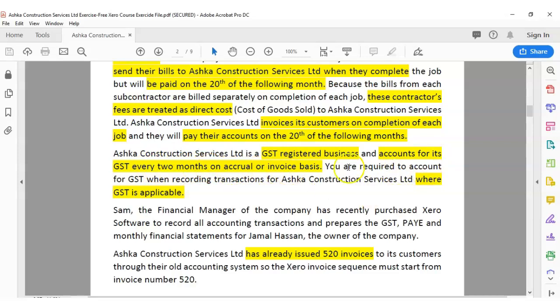You are required to account for GST when recording transactions for Ashker Construction Services Limited where GST is applicable. So we've been told that the company is a GST registered business and it accounts for its GST every 2 months on accrual or invoice basis. So when we're setting up the financial information for this company, we need to tell Xero that the business is GST registered and accounts for its GST every 2 months on accrual or invoice basis. And also it says whenever you're recording transactions for the company, you apply GST where applicable.